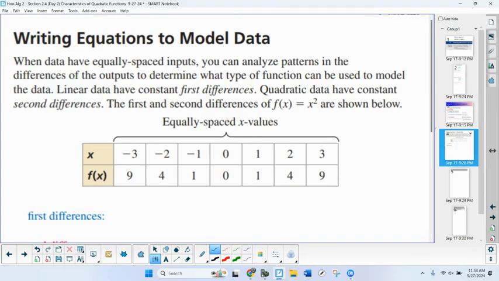So let's take a look first. Determining if a table of values is quadratic. Well, we know this is quadratic because if I have y equals x squared, what's negative 3 squared? 9. What's negative 2 squared? 4. What's negative 1 squared? 1. 0, 0, 1. So this is the quadratic function y equals x squared.